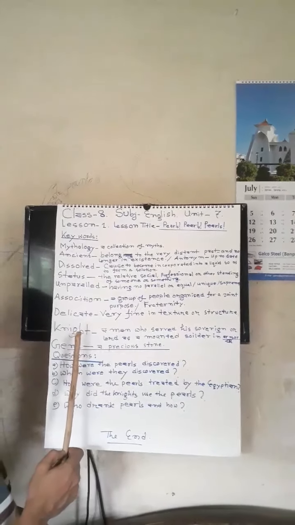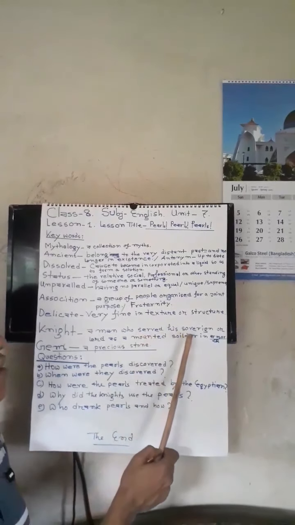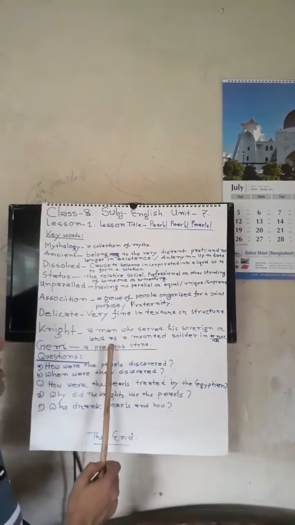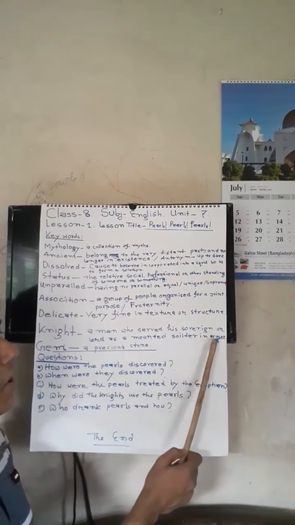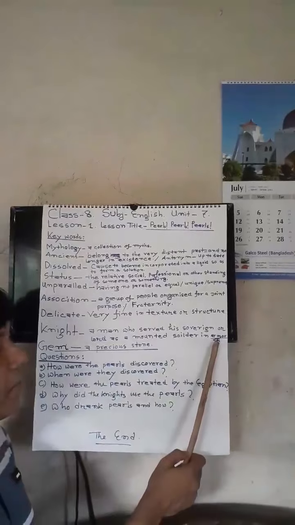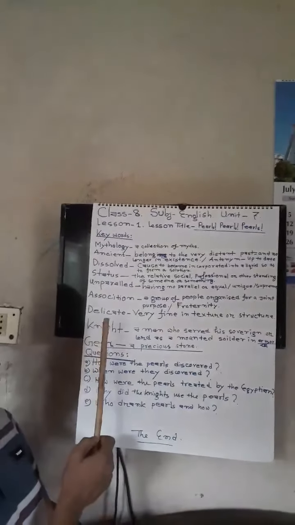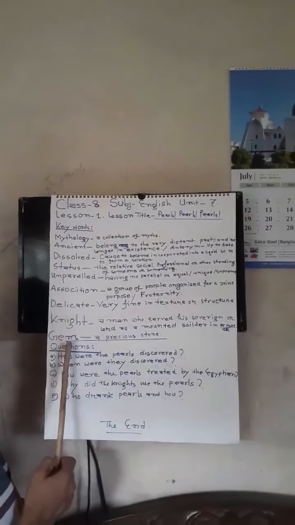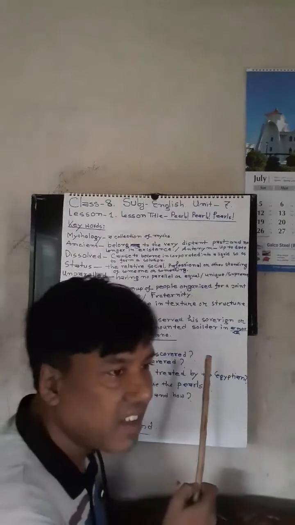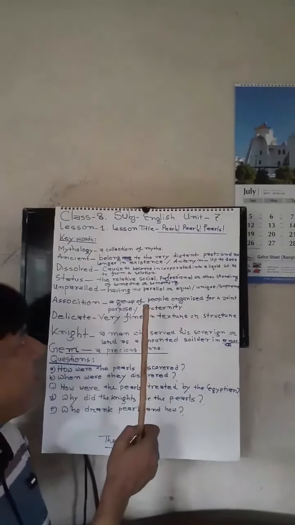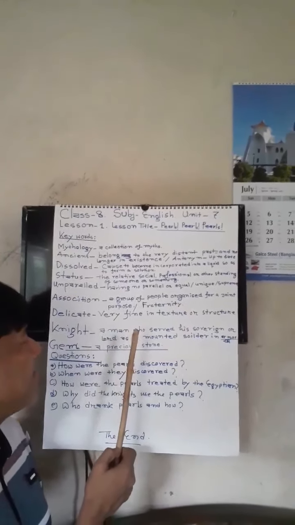Listen to me carefully and look at the board. A man who served his sovereign or lord as a mounted soldier in armor. Armor means body protection, you can see. Last of all of the keywords, that is gem, a precious stone. So dear students, these are some keywords from the passage.